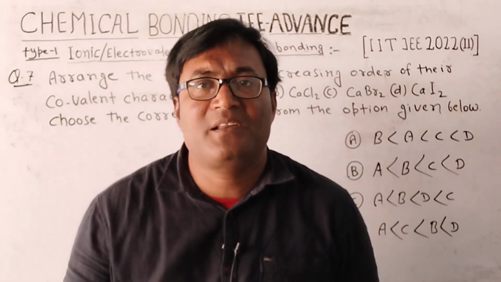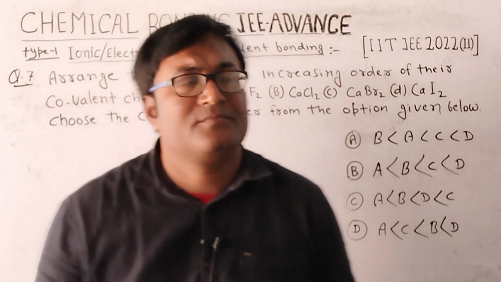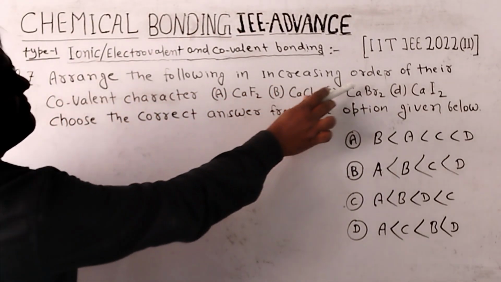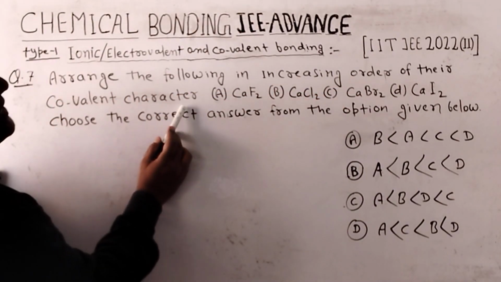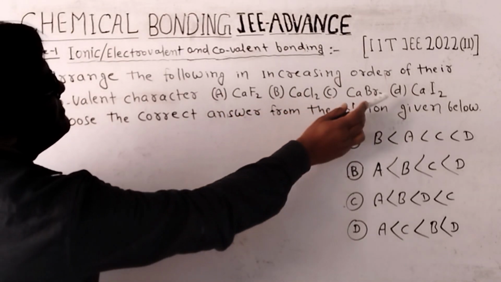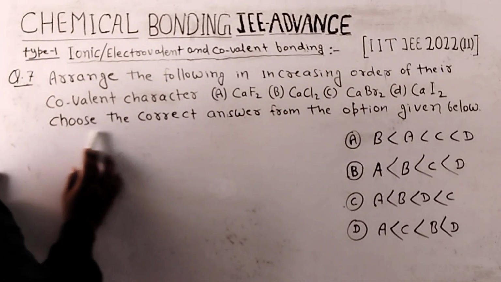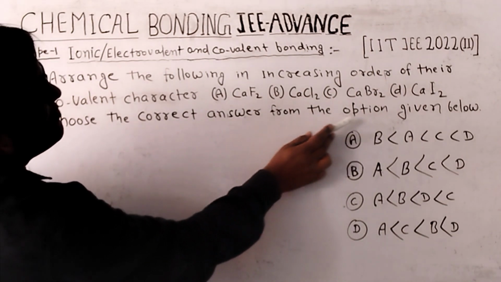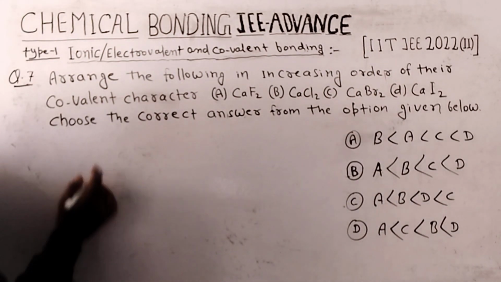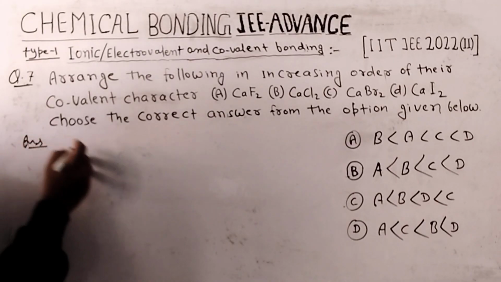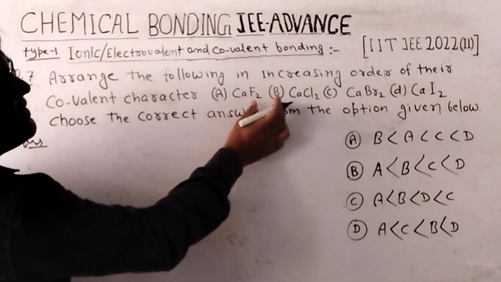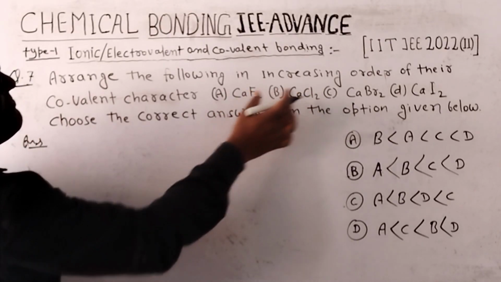Now question number 7 is based on Fajans' rule. According to question number 7, arrange the following in increasing order of their covalent character: calcium difluoride, calcium dichloride, calcium dibromide and calcium diiodide. Choose the correct answer from the options given below. According to this question, we have to arrange the increasing order of covalent character in these calcium halides.